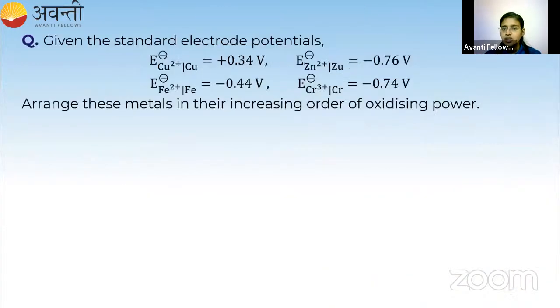Here in the slide, all of you can see the 4 metal couples with their E0 values, right? Arrange these metals in their increasing order of oxidizing power. Which one will come first? Try the answer for this. Cu. Cu is more oxidizing in nature.